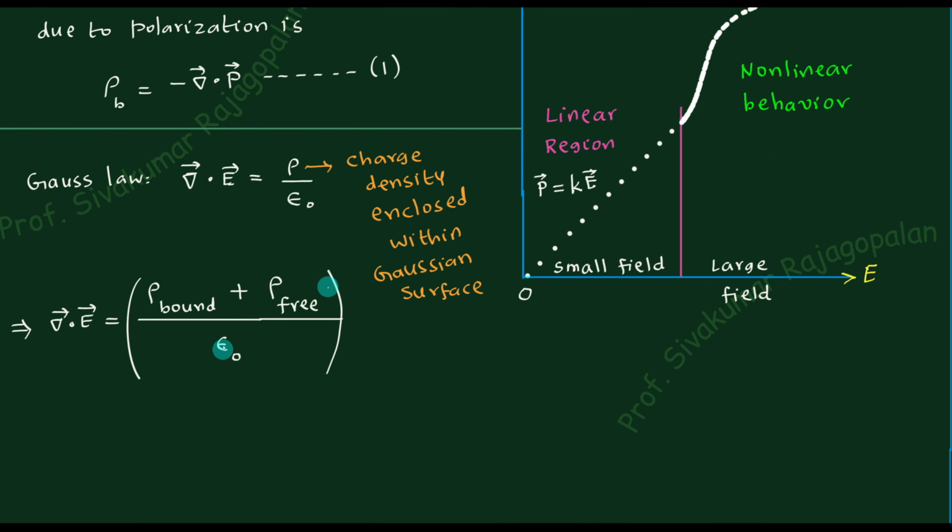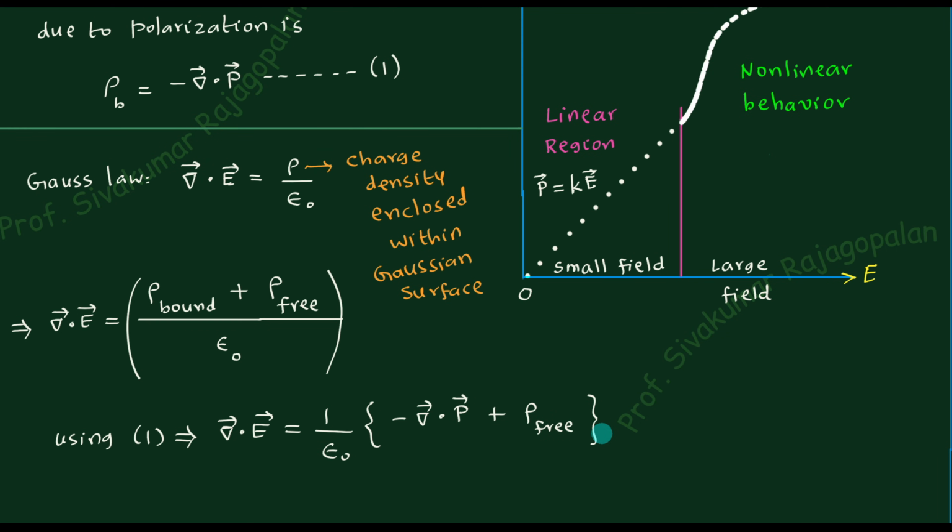So let me therefore rewrite. The only thing is that I want to use equation number 1 here. So using equation number 1, we can rewrite like this: divergence of E equal to 1 by epsilon naught, you keep the first part as this. The second one is rho free. So this is clear that rho bound is actually minus divergence of P. That's what I have written here. And then plus rho free. This rho free you simply copy here. We don't know its value.